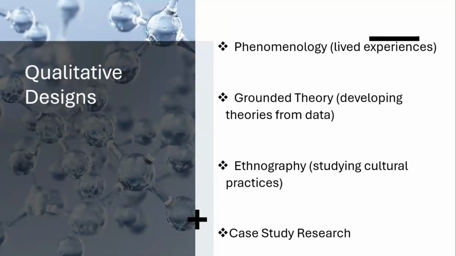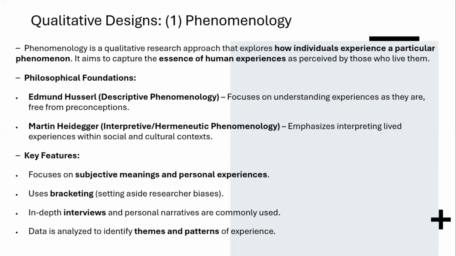Qualitative designs. So there are four basic designs, four main designs we are going to talk about: phenomenology, grounded theory, ethnography, case study. You can do any of these in your qualitative research. So you don't just say, I'm doing qualitative. What kind of qualitative design are you? Are you doing phenomenology? Are you doing grounded theory? Are you doing ethnography? Are you doing case study? Let's look at what each of these entails. Okay. So the first one, phenomenology.